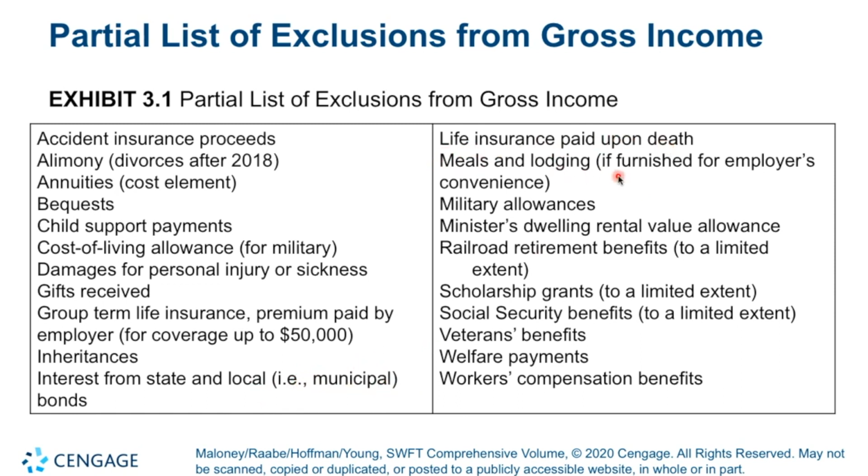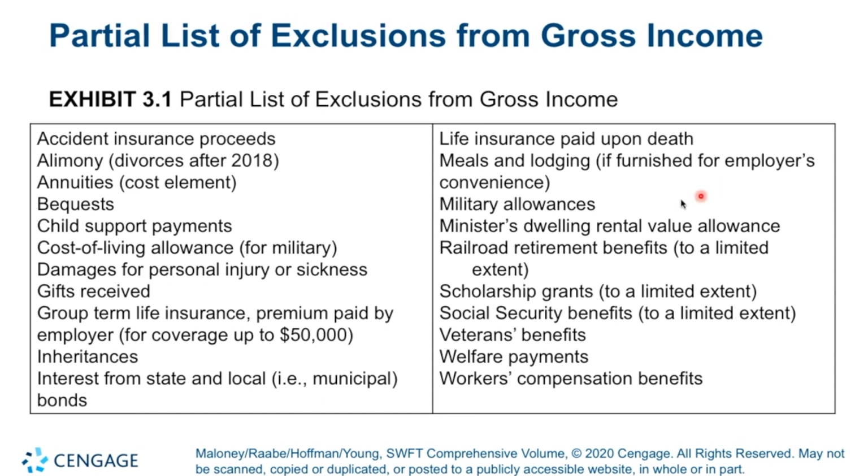Meals and lodging if furnished for the employer's convenience. So if an employer throws in lodging, let's say a really nice place to live, just as part of your salary, that's actually got to be included in your W-2 for taxes, or you have to report it at the end of the year if they don't. Military allowances, these are exclusions. It's only excluded if it's for the convenience of your employer. For example, I worked at an English school and I had free housing there because I was on call throughout the night. That was for the convenience of the employer, and so I didn't have to pay tax on my free housing.